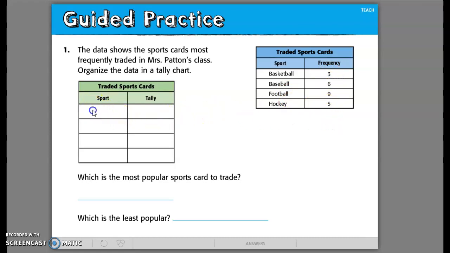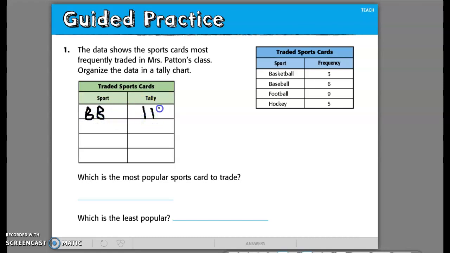So over here, I'm going to put BB for baseball. Ooh, that's not a good B. Apologize. And we would put 3 tallies. And then that was for basketball. Let's back up here. We're going to try that again. We have basketball with 3 tallies.